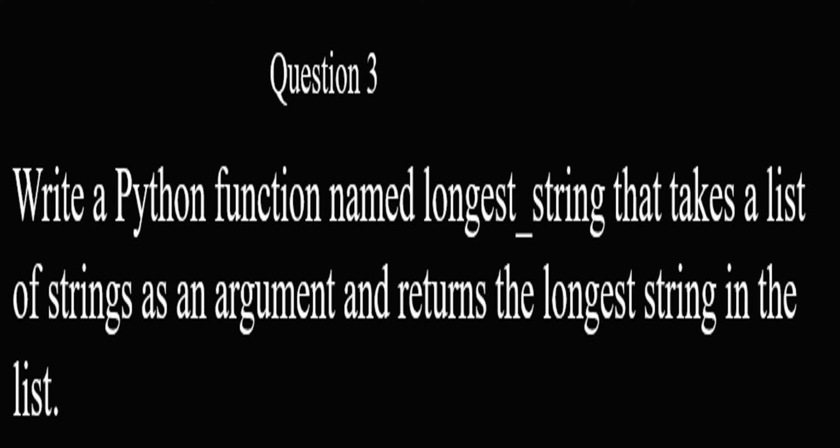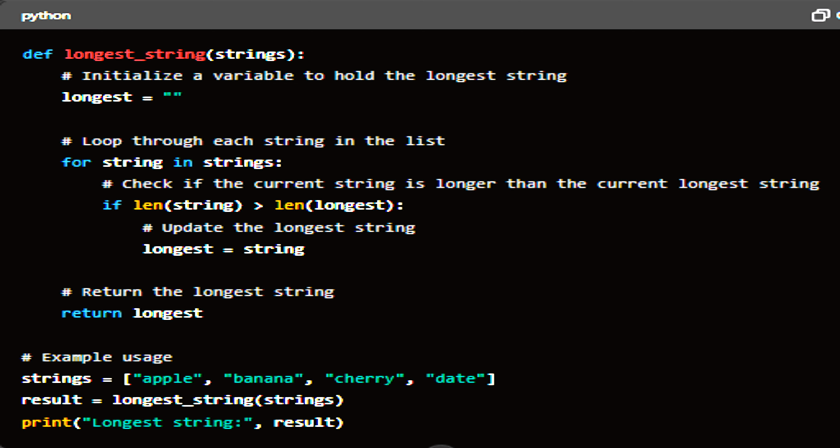Question 3. Write a Python function named longestString that takes a list of strings as an argument and returns the longest string in the list. In summary, the function initializes a variable to keep track of the longest string encountered so far. It then iterates through each string in the list, compares the length of each string with the current longest string, and updates the longest string if a longer one is found. Finally, the function returns the longest string.